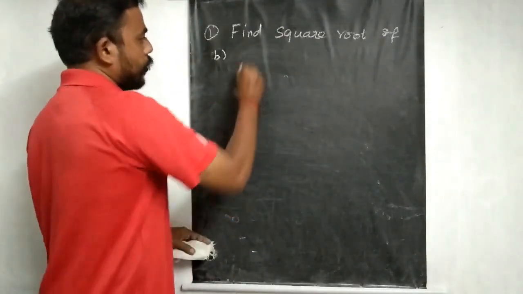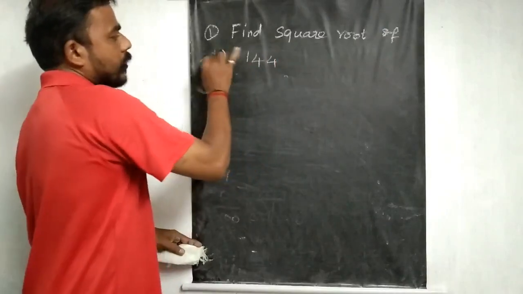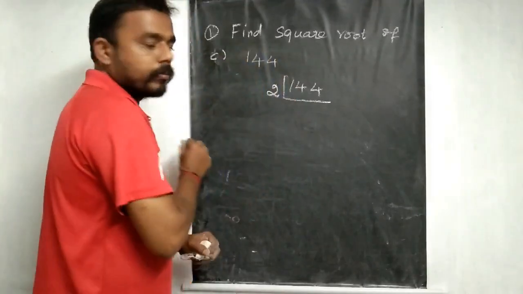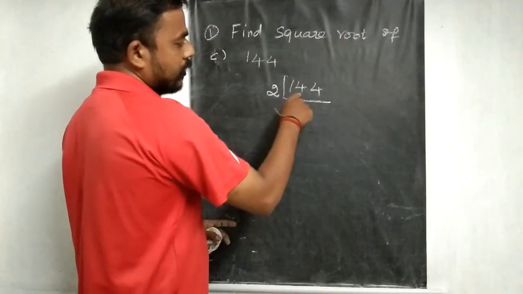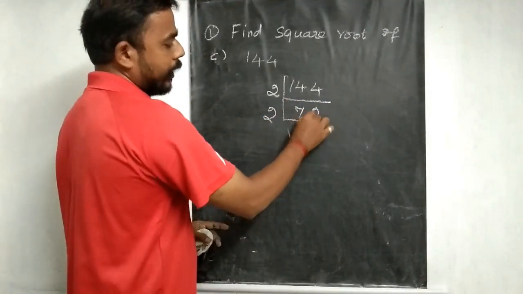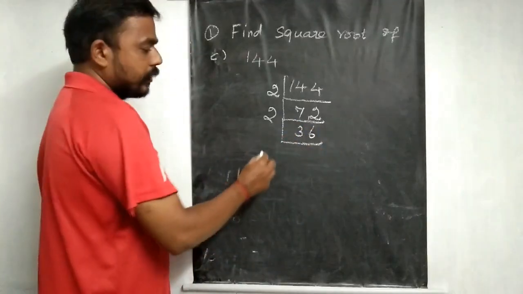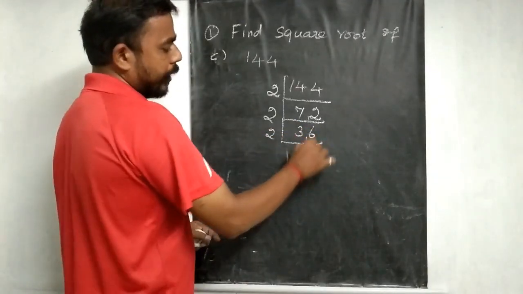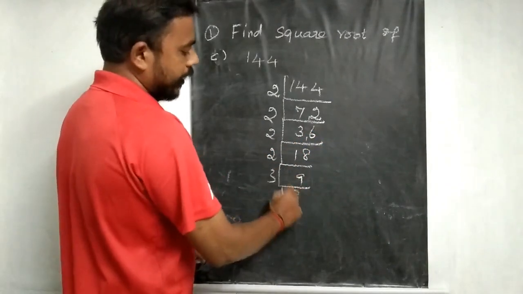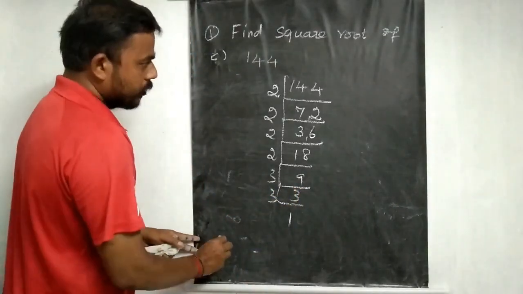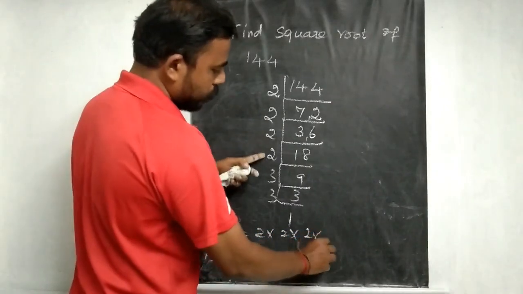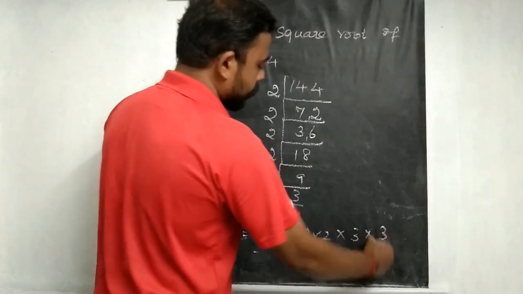Now come to 144. Now 144, just 2, 72. Next 2, 3 2s are 6, remaining 1, 6 2s are 36. Next 2, 1, remaining 1, 8. Next 2, remaining 9. So 3 3s are 9. So now 144 equals 2 into 2 into 2 into 2, 4 twos, into 3 into 3.